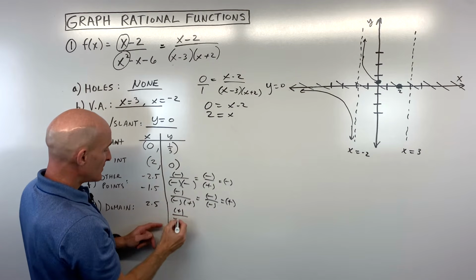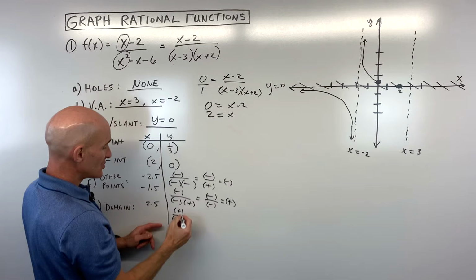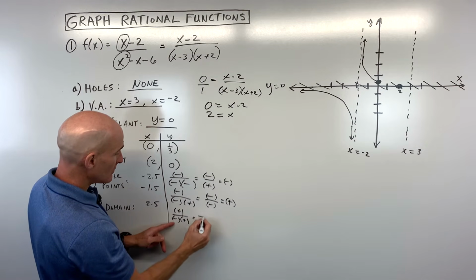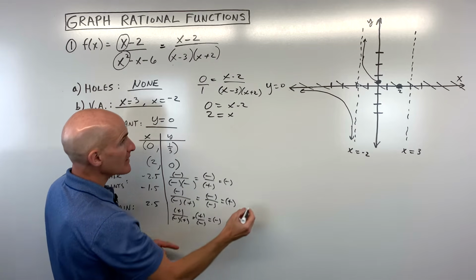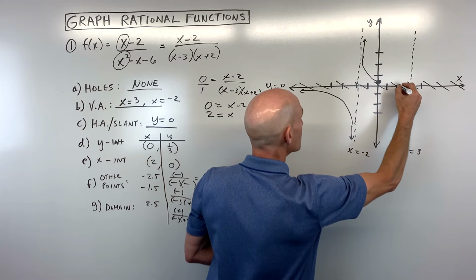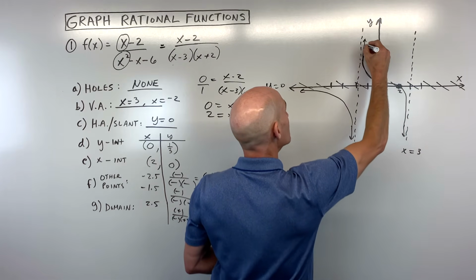2.5 minus 3 is going to be a negative. 2.5 plus 2 is a positive. And you can see a negative times a positive is a negative. And a positive divided by a negative is a negative. And that tells us this is going down towards negative infinity. So you can see this branch of the graph looks something like that.